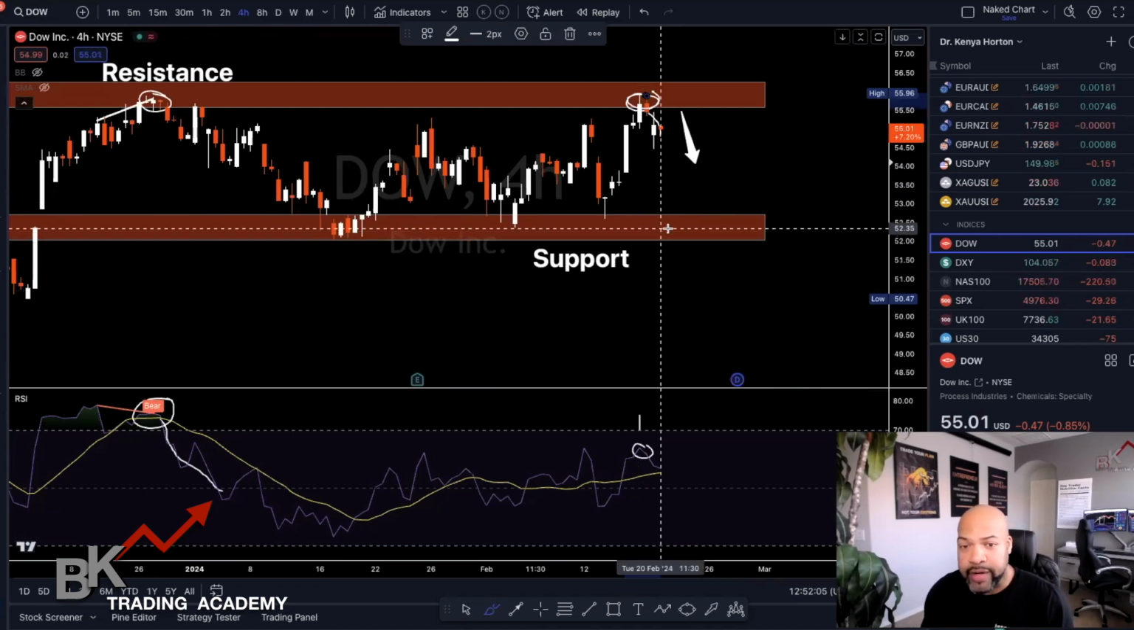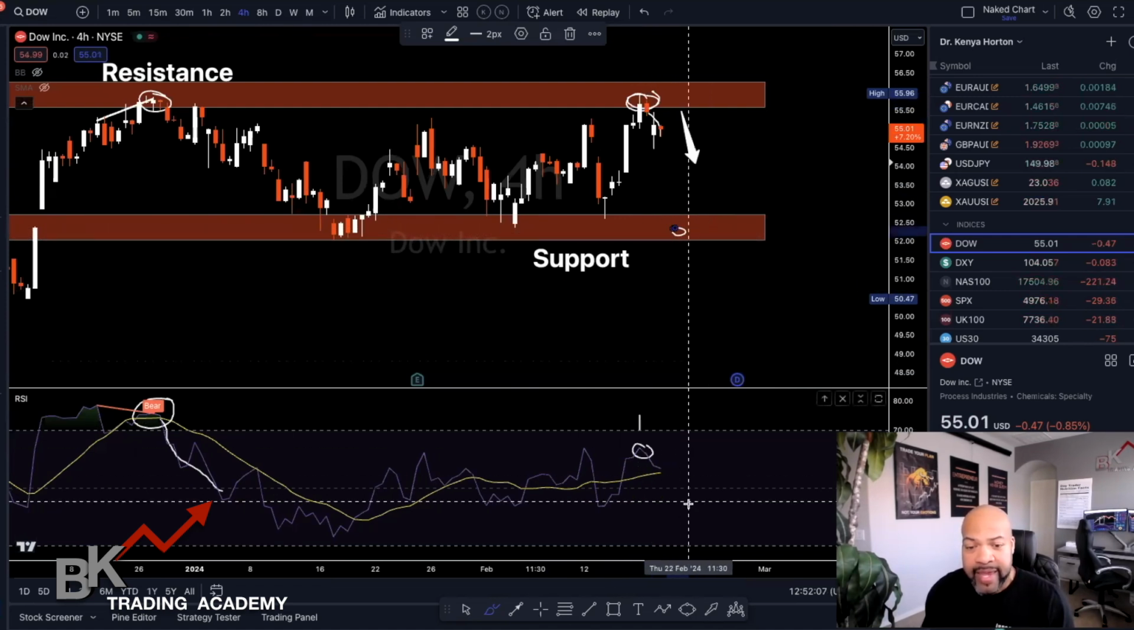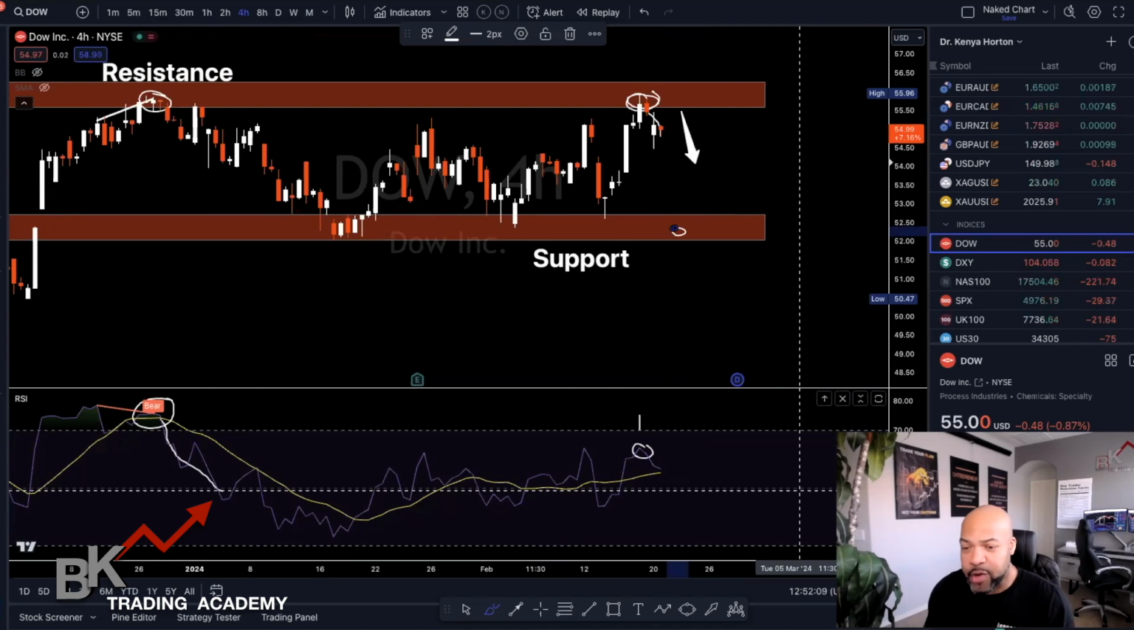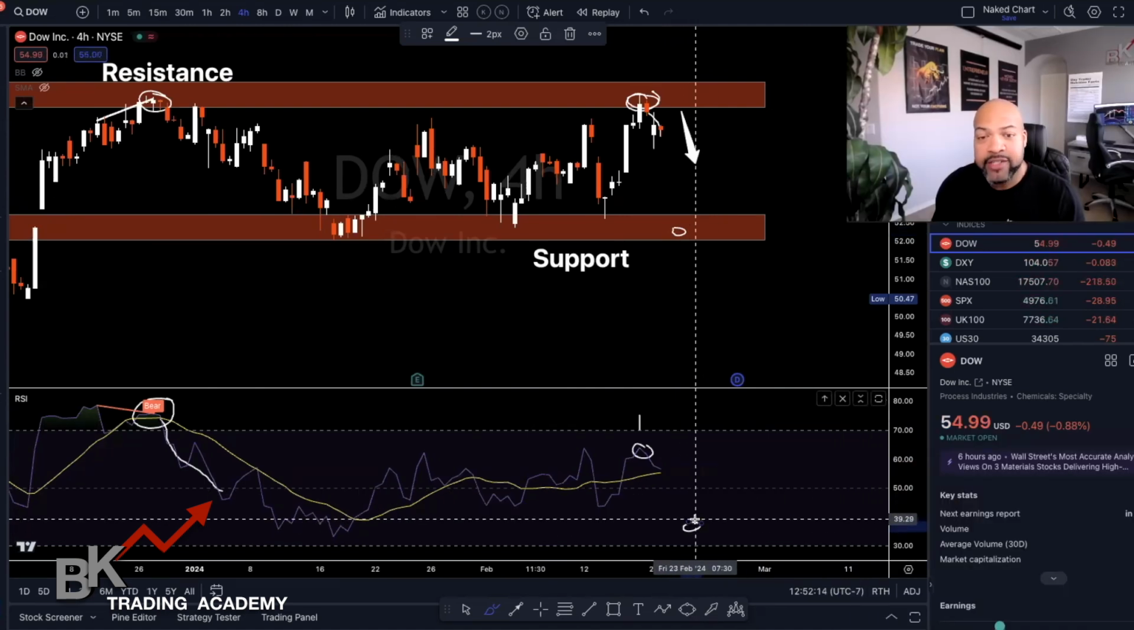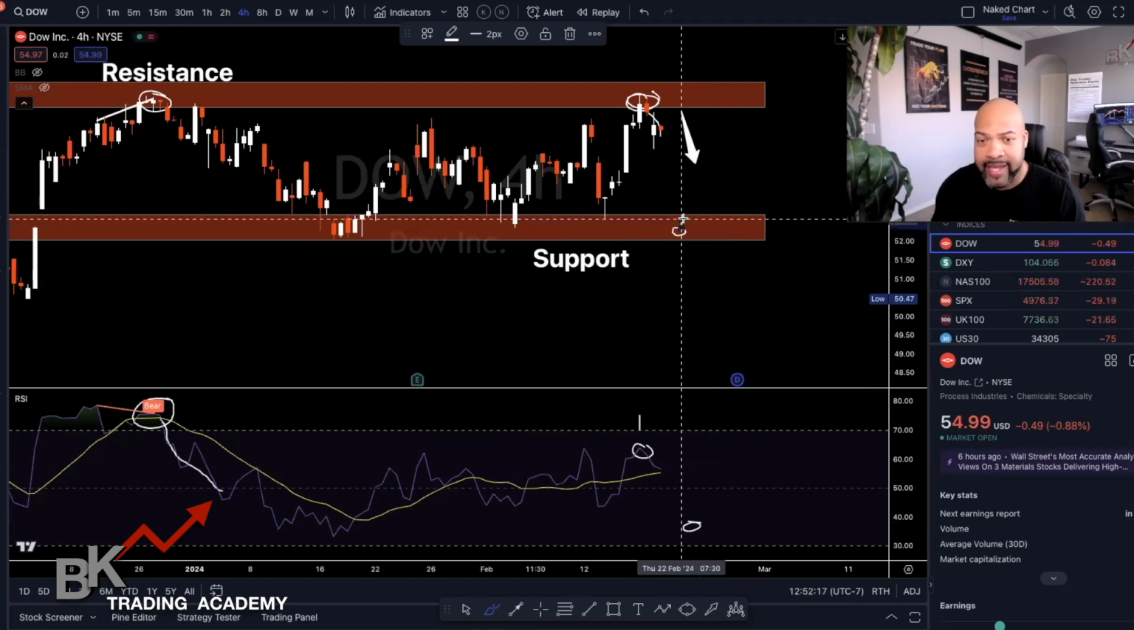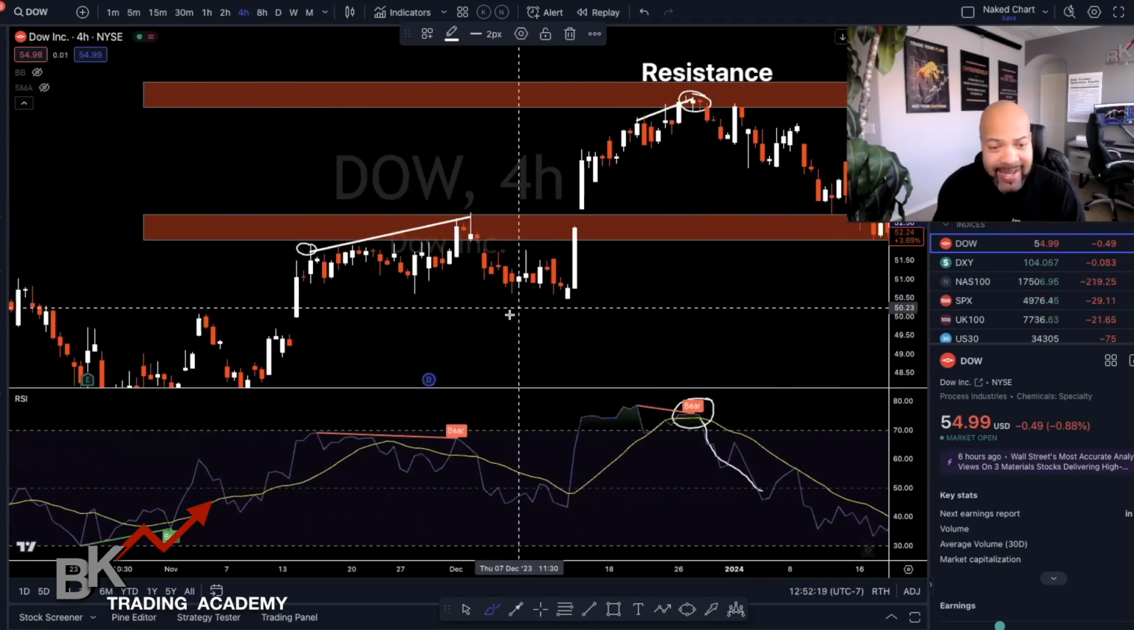The same as support. If price was right here at support, and let's say my RSI wasn't quite at the 30 level, but it was near it around this area, I may enter to buy, especially if I see a white candle print. Okay, let's go ahead and back test this again.